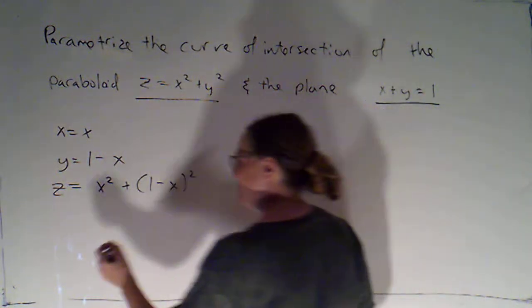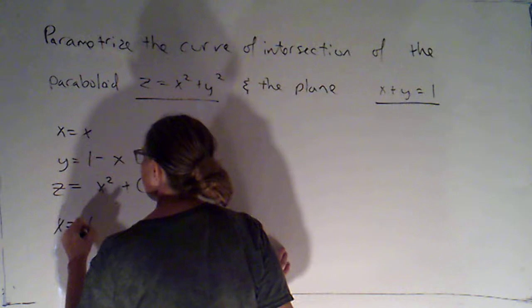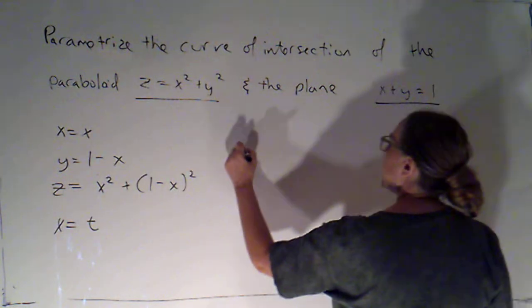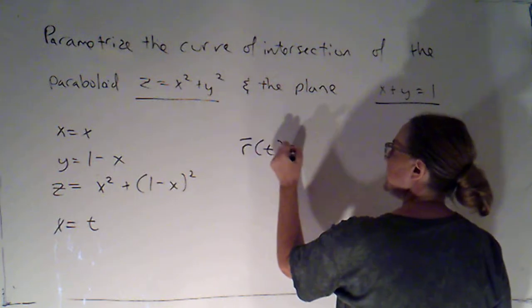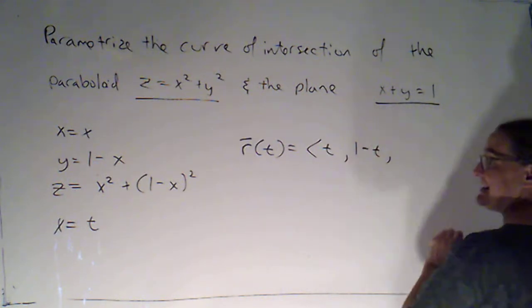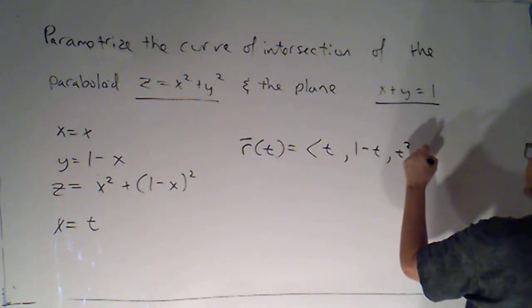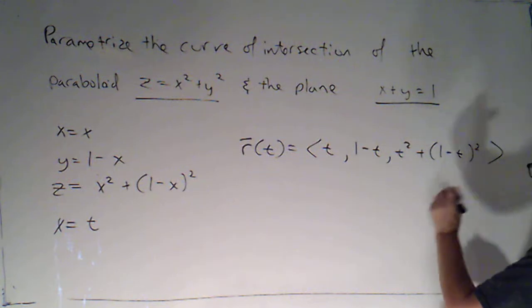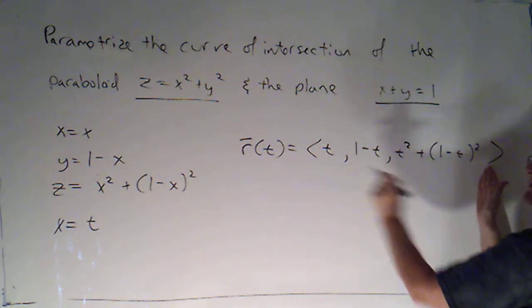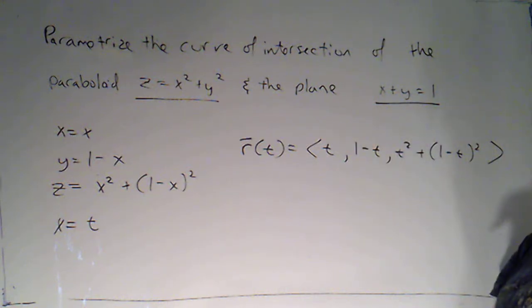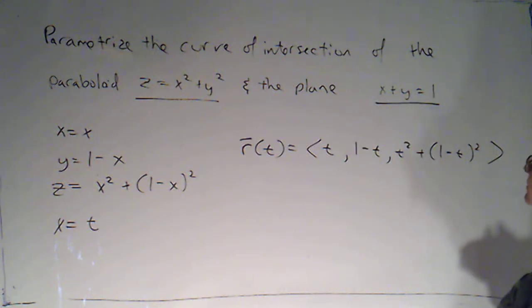What I'm going to do is simply let x equal t. I'm going to let that be my parameter, and then I could say r of t would be t, 1 minus t, t squared plus the quantity (1 minus t) squared. That way I have described, as a vector function, the curve of intersection of these 2 surfaces. Okay.